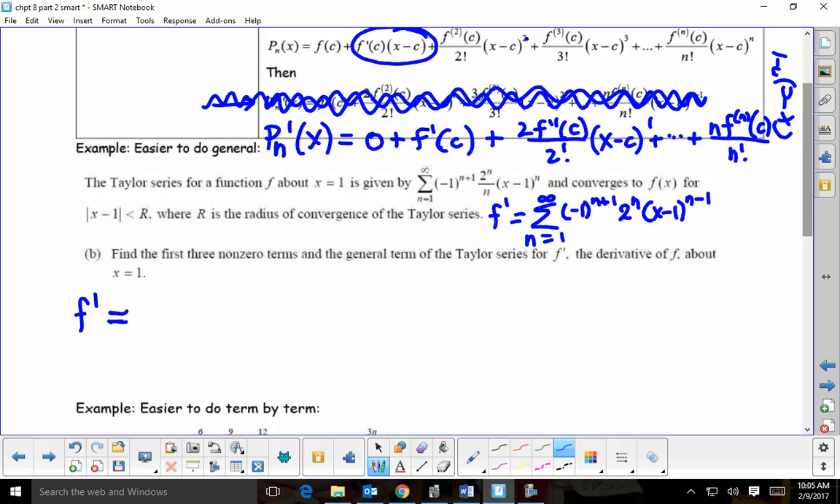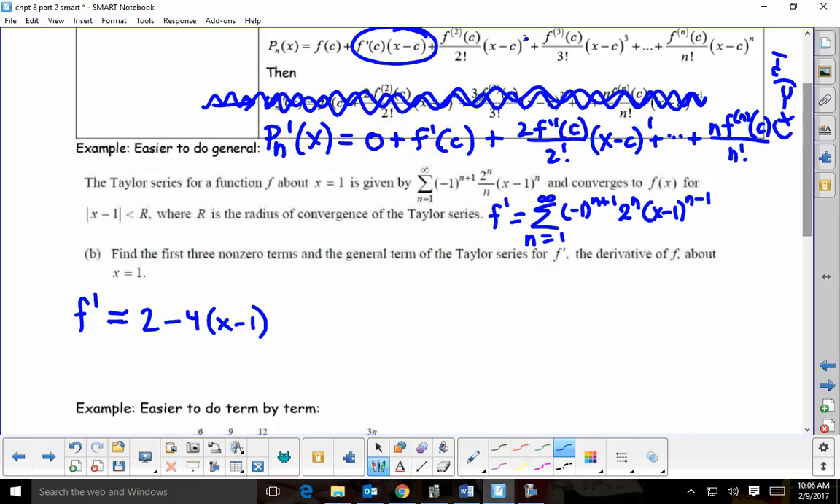Plug in 1 first, and then you get out 2. Plug in 2 now. So negative 4. So negative 2, 4, 2. Okay. So negative 4 times what? X minus 1 to the first.